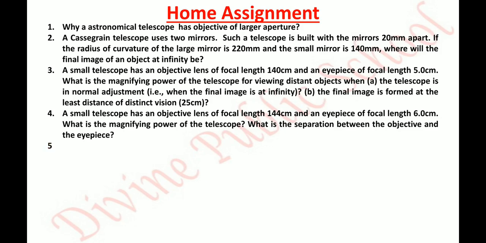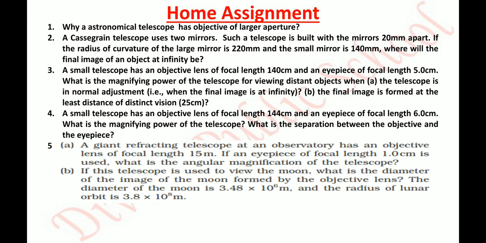Last question, fifth, is, a giant refracting telescope at an observatory has an objective lens of focal length 15 meter. If an eyepiece of focal length 1 cm is used, what is the angular magnification of the telescope? Second part of the question is, the telescope is used to view the moon. What is the diameter of the image of the moon formed by the objective lens? The diameter of the moon is 3.48 into 10 to the power 6 meter and the radius of the lunar orbit, that is the orbit in which the moon revolves around the earth, is 3.8 into 10 to the power 8 meter. I hope you are doing the questions.